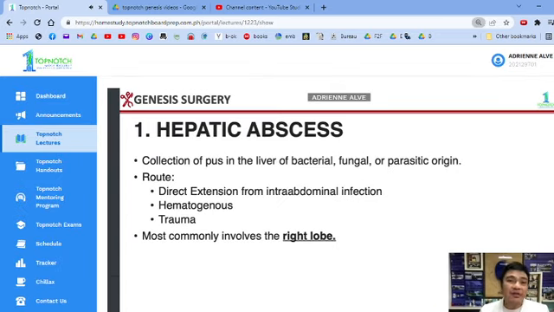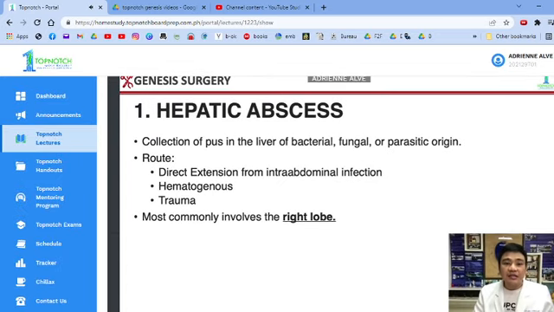Okay, in the same manner, pwede rin siyang hematogenous, or ibig sabihin, kung may sepsis or mayroong bacteria in the blood of the patient, that bacteria can get lodged into the liver. Kaya mag-abscess din siya eventually. And of course, pwede rin traumatic. For example, a stab wound in the liver. Okay, eventually, it could cause development of an abscess. It is more common on the right lobe simply because the right lobe is bigger than your left lobe. So, kumbaga more areas where the abscess can develop.